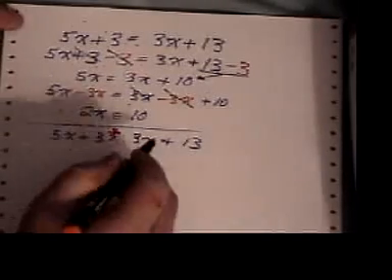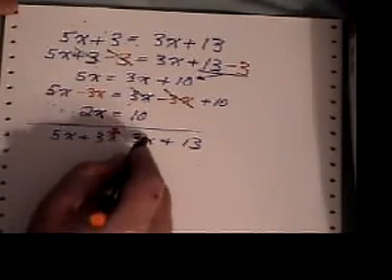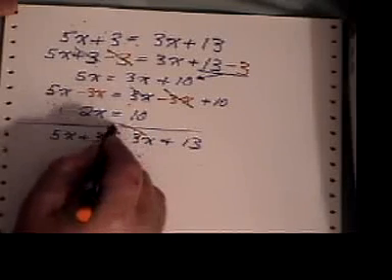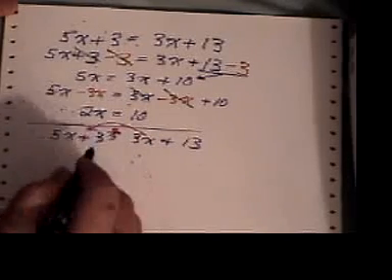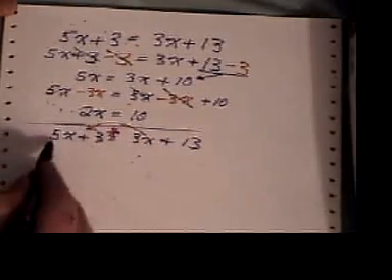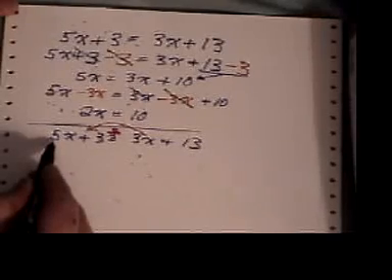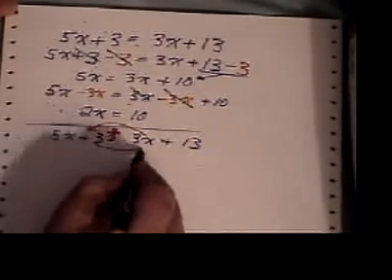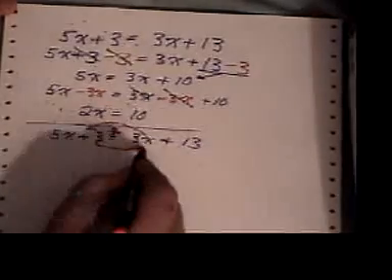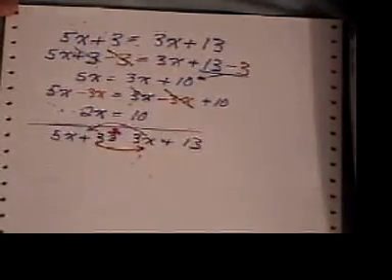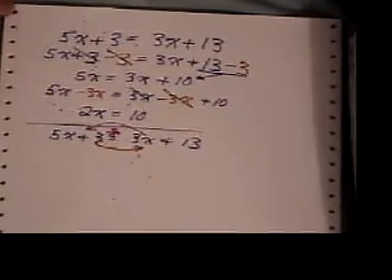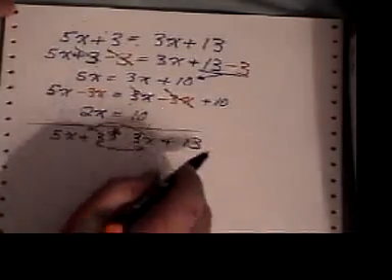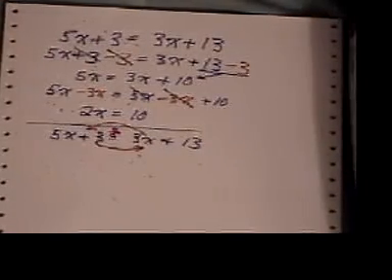Well, what we'd like to do is bring 3x across the border because we have a 5x over here, so we're bringing everything with an x onto one side. Bring the 3 to this side across the border because it doesn't have an x in it, and any numbers without an x we'll put on the other side.